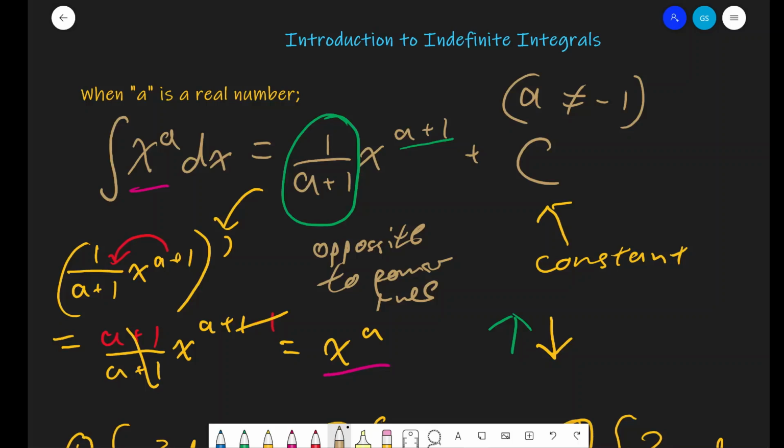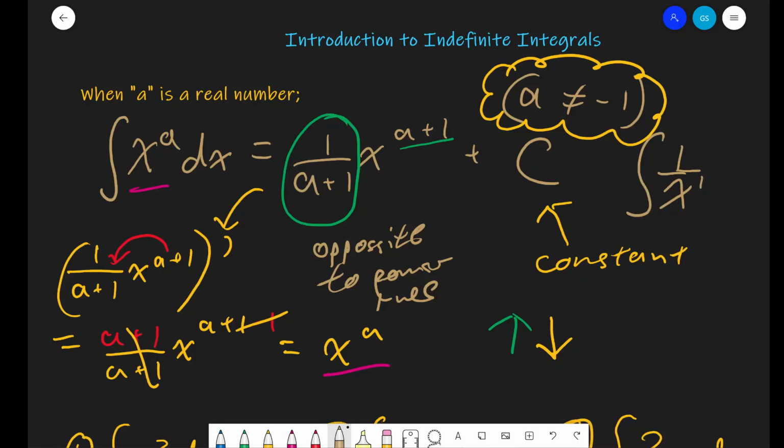Sorry about that, I didn't say that originally. This is extremely important. This only works when a does not equal -1. So if you have 1 over x, a is -1, and you're trying to integrate this, that is a whole different property. I'll show that in the next video, but just keep that in mind. A cannot equal -1 for this property to occur.